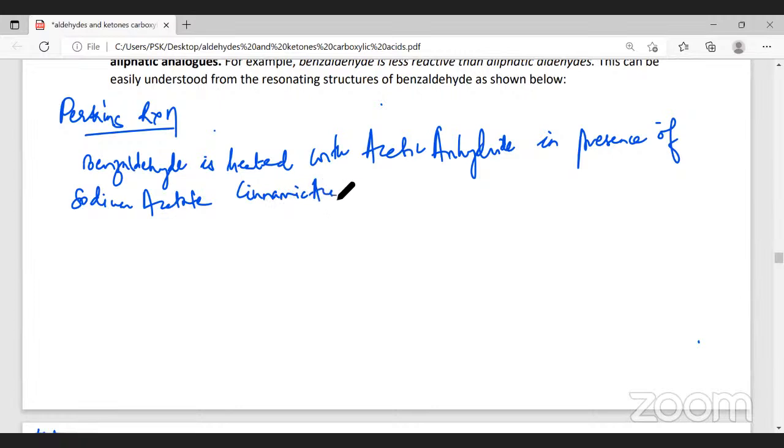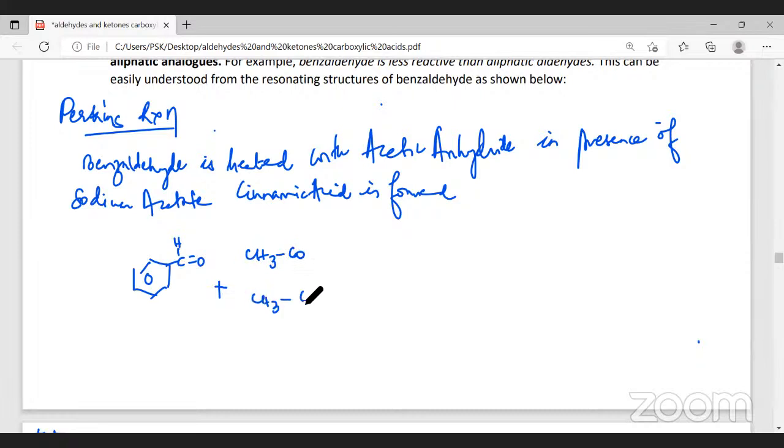Cinnamic acid is formed. This is called the Perkin reaction. When benzaldehyde is heated with acetic anhydride in the presence of fused sodium acetate, cinnamic acid is formed. We can write benzaldehyde like this. This is benzaldehyde. When this benzaldehyde is heated with acetic anhydride, CH3CO, CH3CO, and oxygen, this is called acetic anhydride. When we heat this in the presence of sodium acetate, CH3CO, and it is sodium acetate.